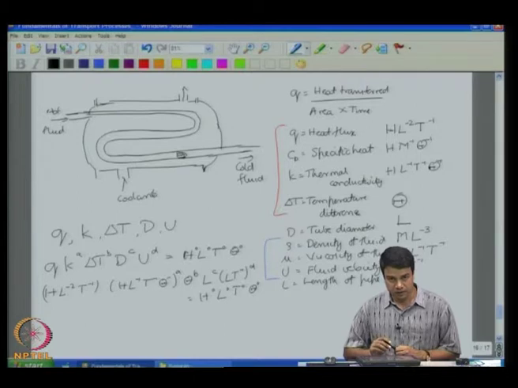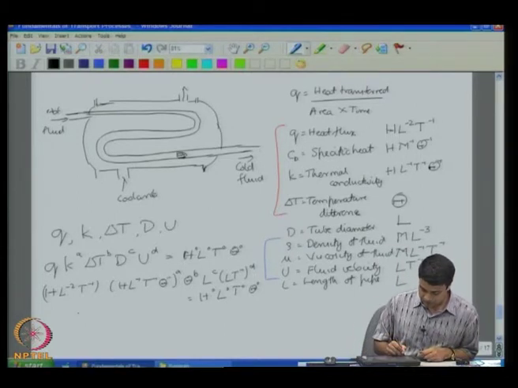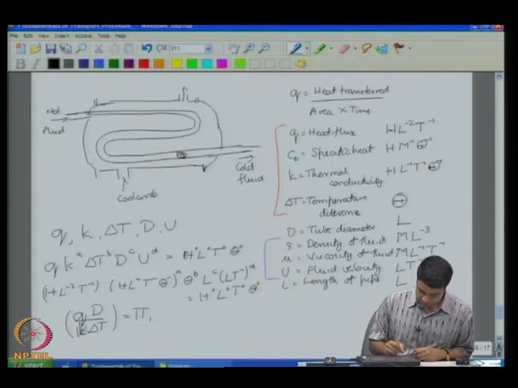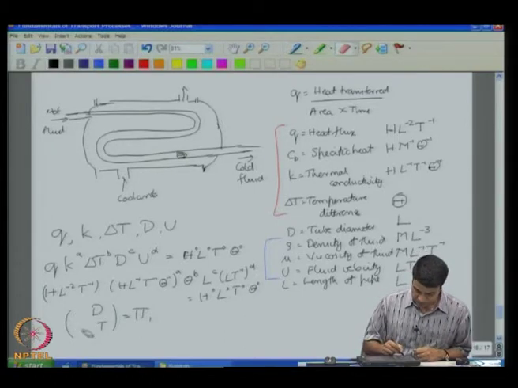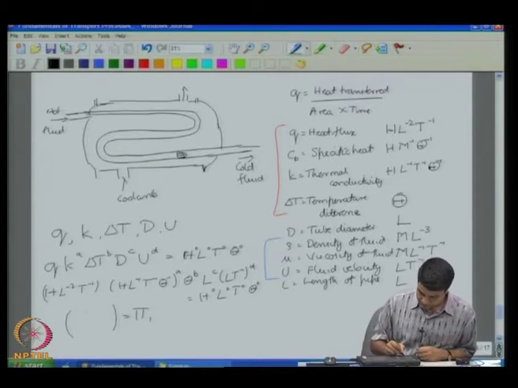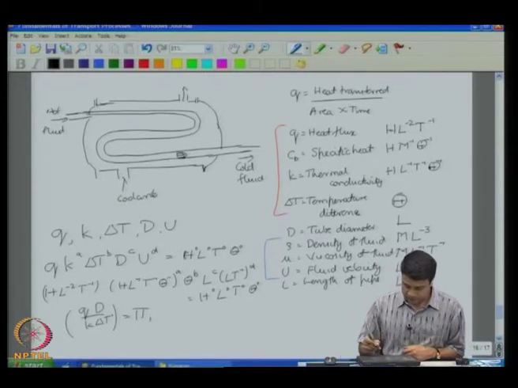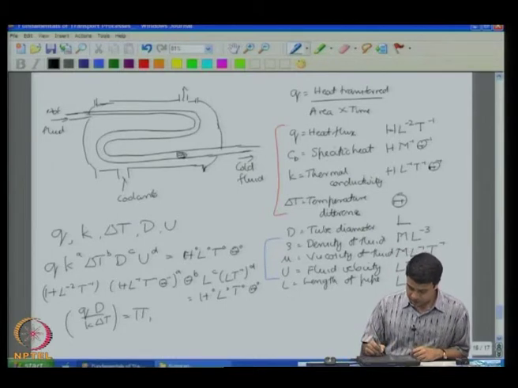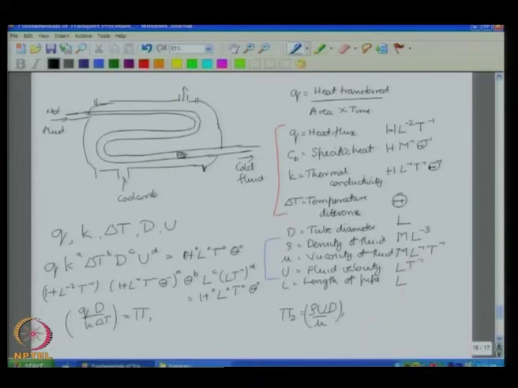And what I will get if I solve them is a dimensionless group which goes as q d by k delta t, which is the first dimensionless group. One can solve it and see. This is the first dimensionless group. Now, I said there are 4. The second one was the Reynolds number. There was one which was just the ratio of lengths.